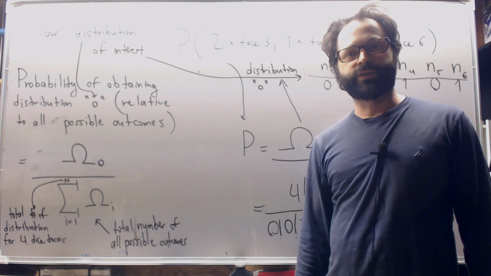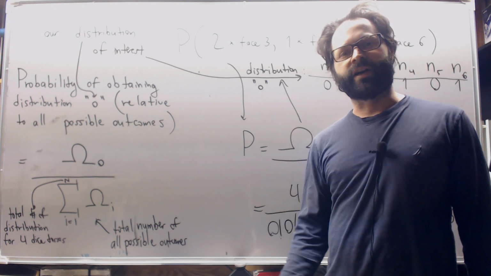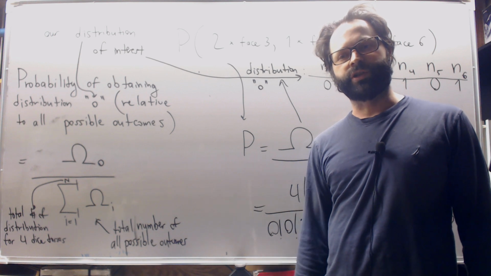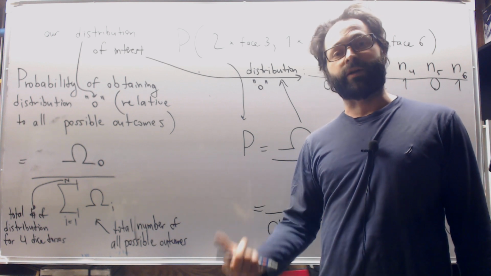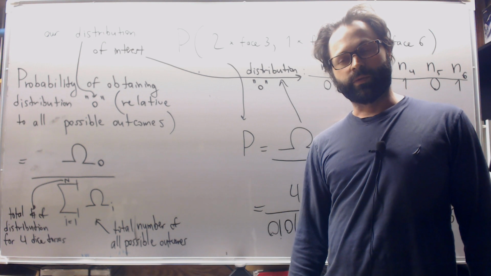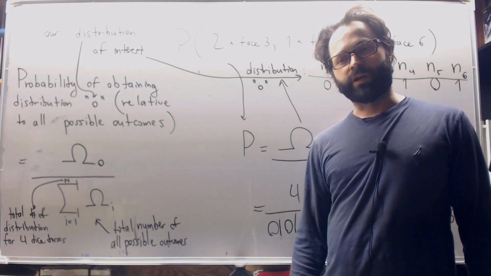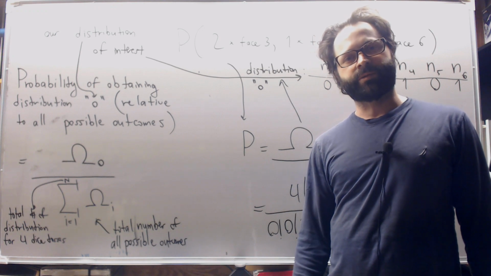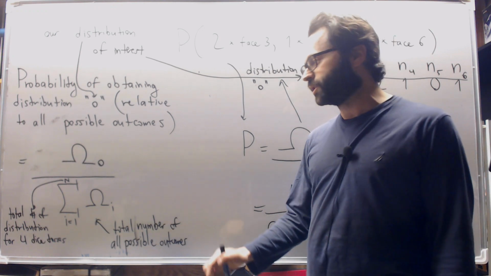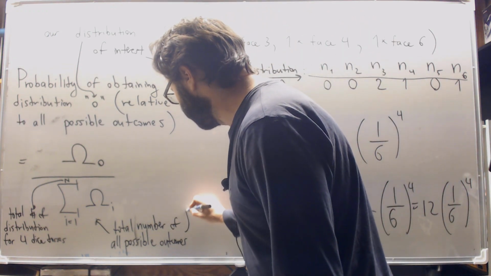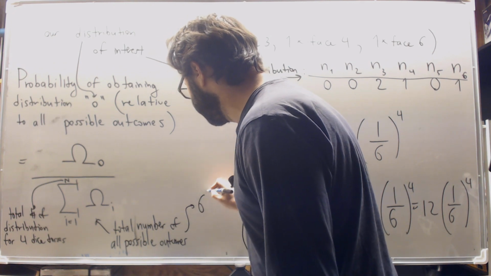Remember, the reasoning goes as follows. When I throw the first die, I have 6 possible outcomes. When I throw the second die, I have 6 possible outcomes. When I throw the third die, I have 6 possible outcomes. When I throw the fourth die, I have 6 possible outcomes. Therefore, the total number of outcomes should also be 6 to the 4th.